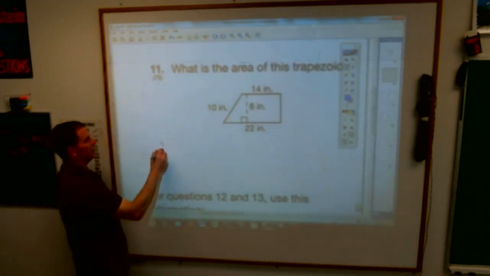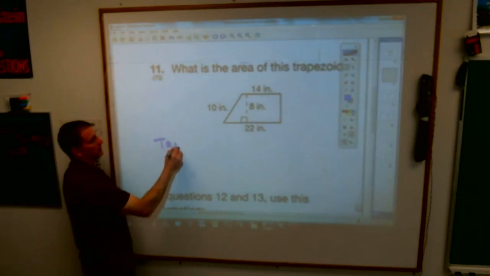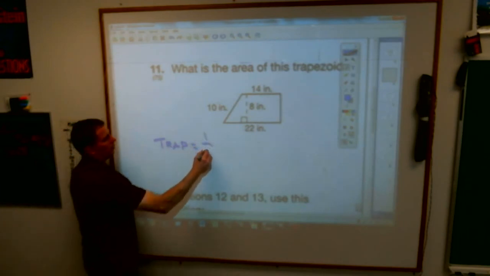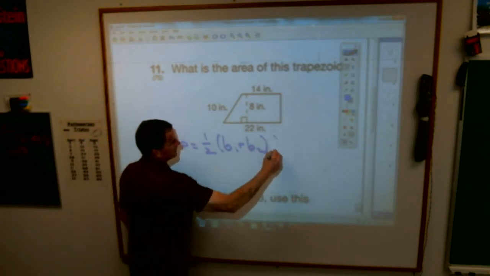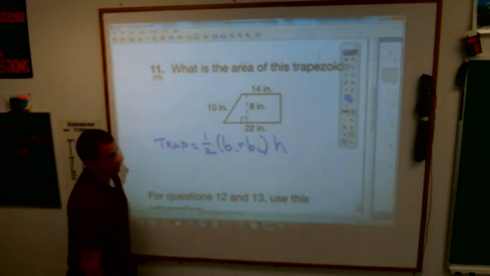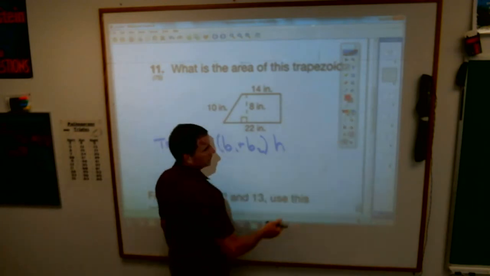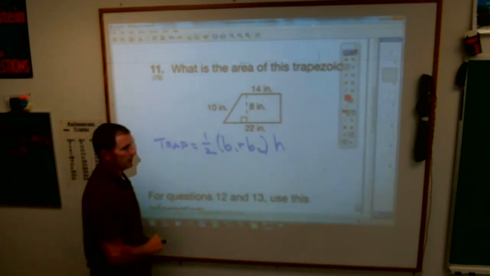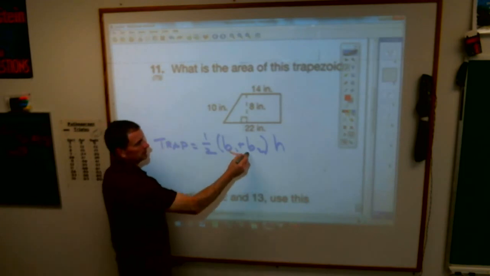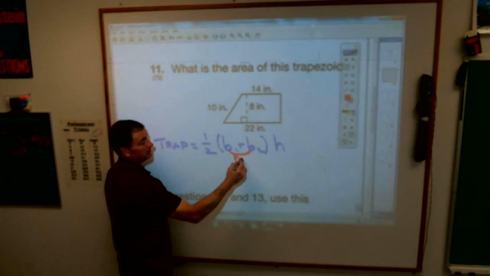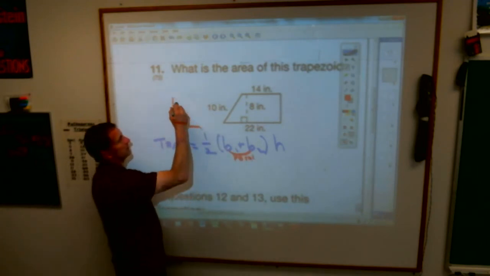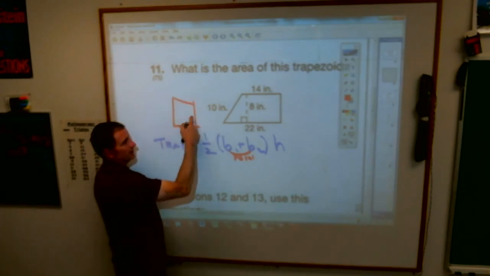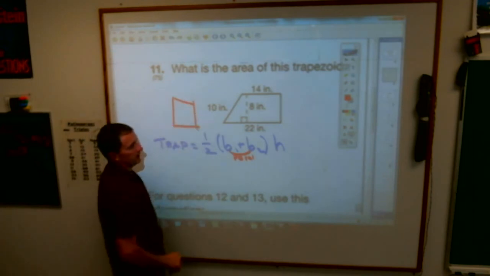Problem 11. Do you have the trapezoid formula written down? A trapezoid is 1/2 of base 1 plus base 2 times height. What are the bases? How do you know if it's a base? Bases are the parallel lines, not necessarily top and bottom. Because you could draw this the other way around, and it wouldn't be the top and bottom, it would be the sides, or the 2 parallel lines.